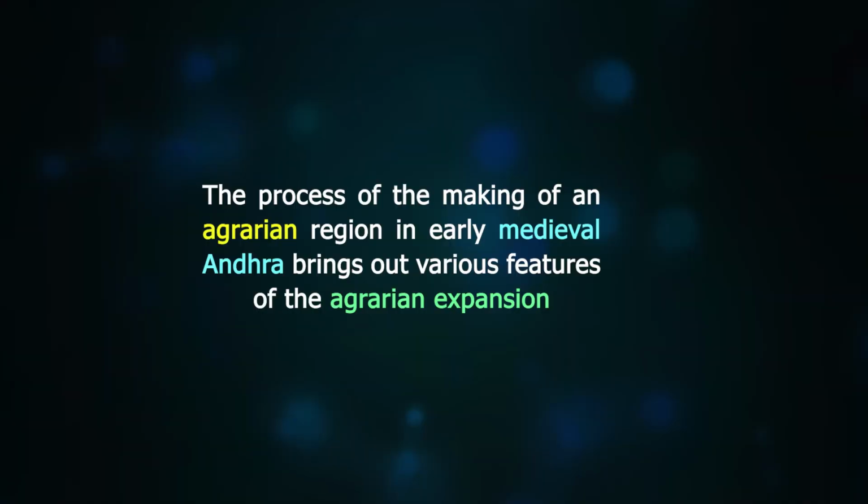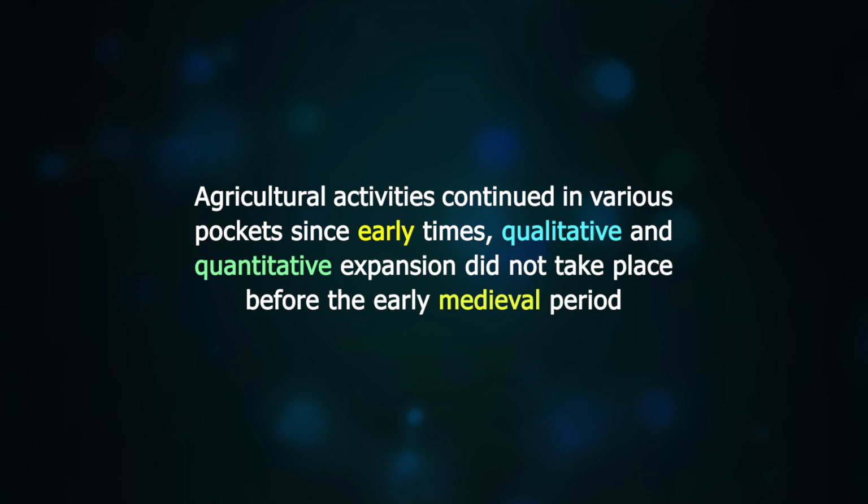The process of the making of an agrarian region in early medieval Andhra brings out various features of the agrarian expansion. The proliferation of rural settlements in Andhra shows a phased agrarian expansion. Though agricultural activities continued in various pockets since early times, qualitative and quantitative expansion did not take place before the early medieval period. Coastal Andhra formed a paddy monoculture.